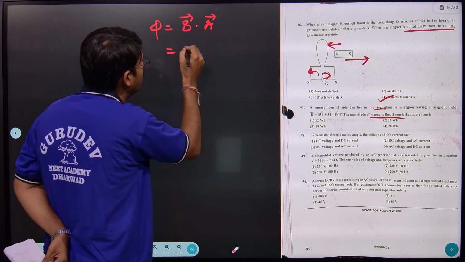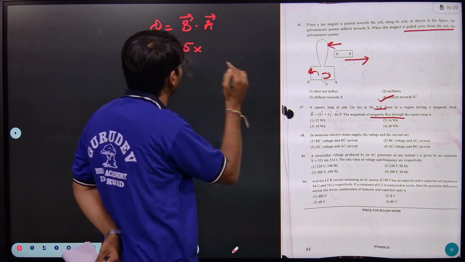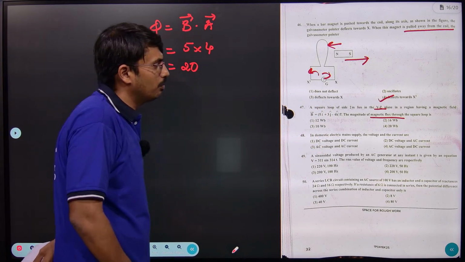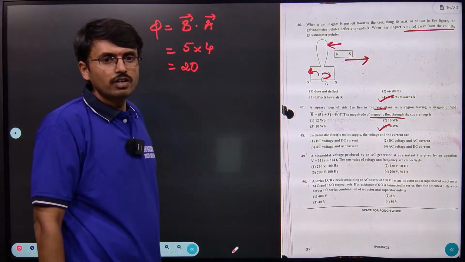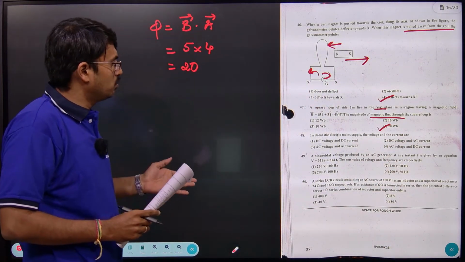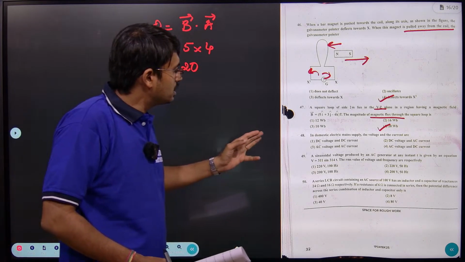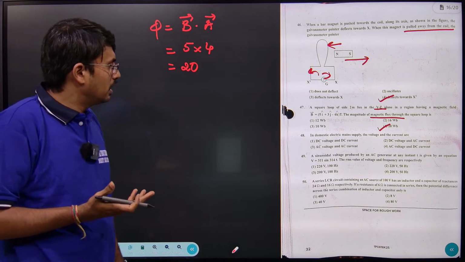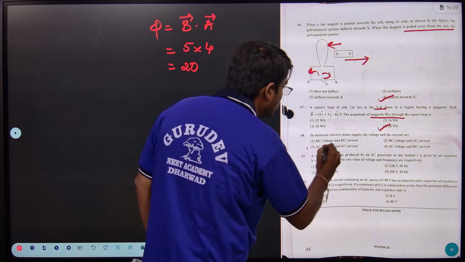So here we have phi. The side is given, so 2 into 2, that is 4. Therefore 20 Weber will be the right answer, that is option 4. Okay, so now we'll look into the next. It is also a very straightforward, easy question. In a domestic electric main supply, the voltage and current are always AC, they are not DC. So therefore AC voltage, AC current.